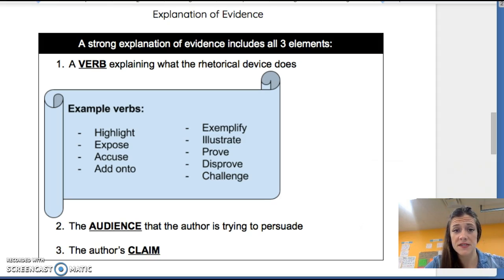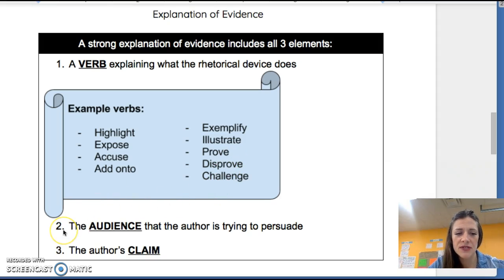Okay, here are the 3 things you need to get to a 5. Number 1, you need a verb or an action word that explains what the rhetorical device does. For example, does that statistic highlight something? Does it expose someone? Does it accuse someone? Does it add on to something? Does it exemplify or illustrate the point the author's trying to make? Does it prove something? Does it disprove something? Does it challenge something? These are some verbs. There's a lot of others that you can use as well.